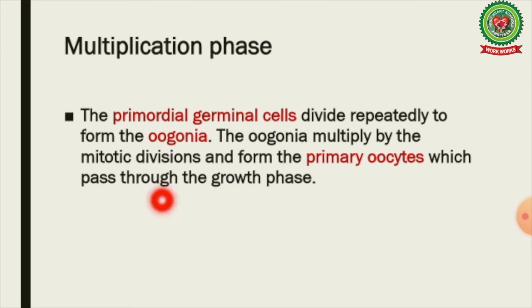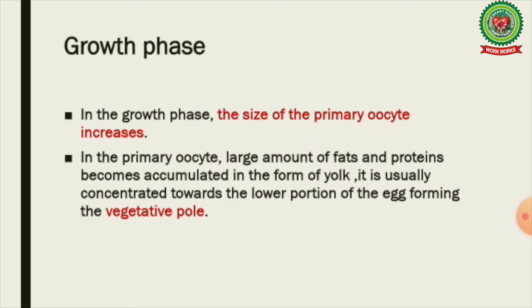Now first one is multiplication phase. The primordial germinal cells divide repeatedly to form the oogonia. The oogonia multiply by the mitotic division and form the primary oocytes, which passes through the growth phase. Next, in the growth phase, the size of the primary oocyte increases.